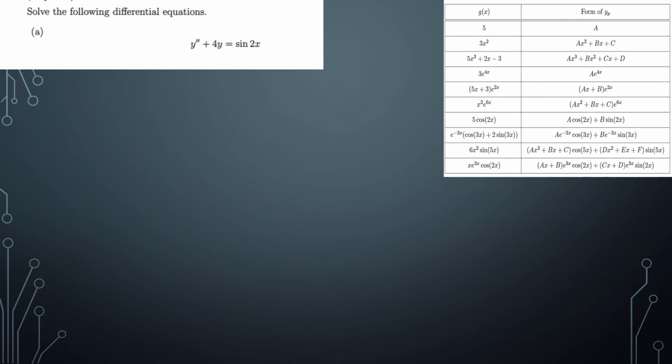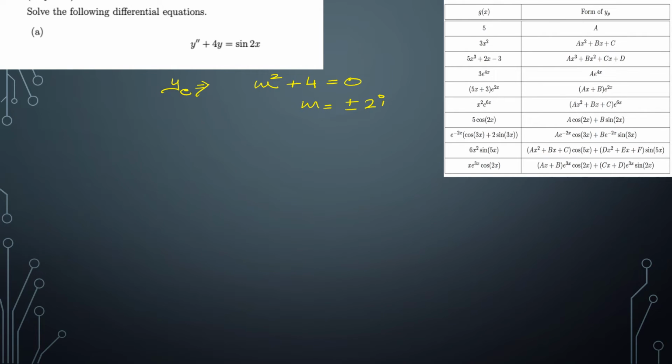Okay, here there is another question: y double prime plus 4y equals sine 2x. First of all, we have to find the complementary solution. For that reason, we convert the double prime into m square. We don't have any y prime, so m square plus 4 equals 0. If you write it in the scientific calculator, where a is 1, b is 0 and c is 4, you will get the two values of m, that is plus minus 2i.